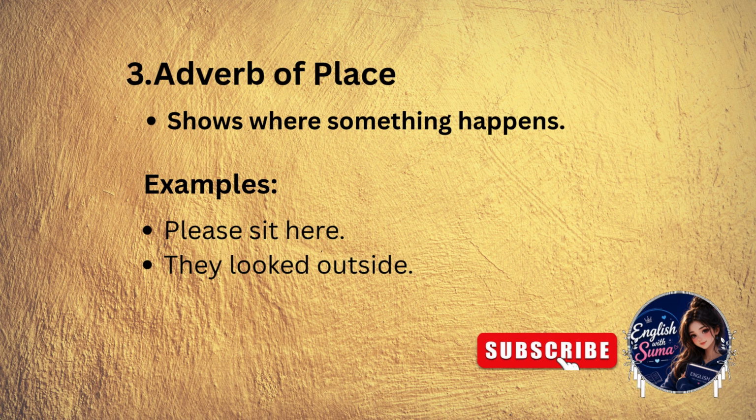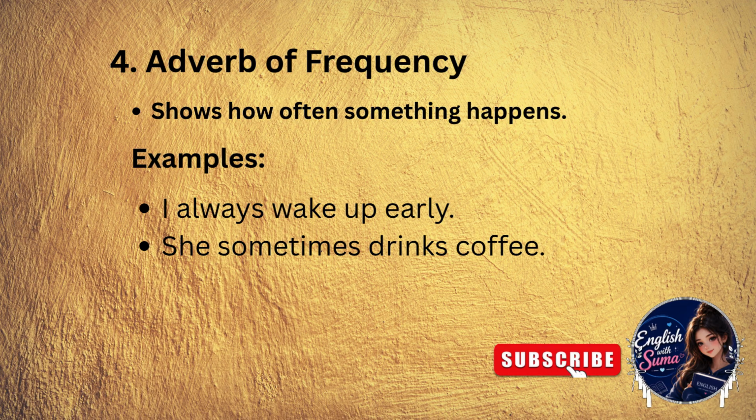Adverbs of place tell us where an action happens. For example, please sit here. They looked outside. Here and outside tell us the place. Adverbs of frequency tell us how often we do something. For example, I always wake up early. She sometimes drinks coffee. Always means every time. Sometimes means not every time.